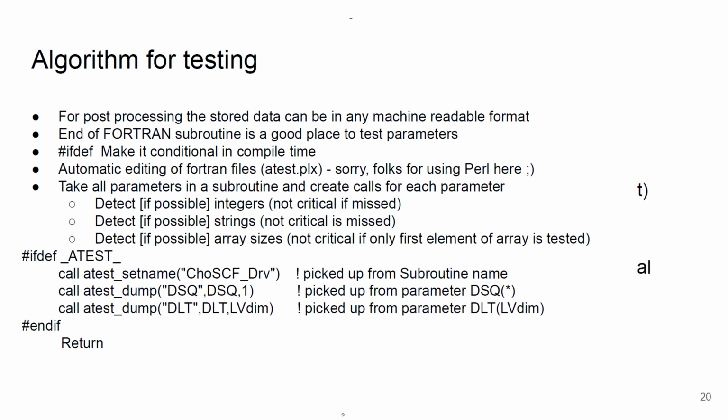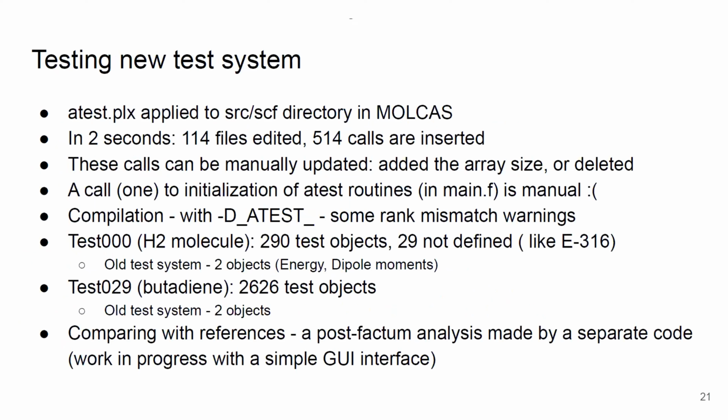Then this script tries to detect all parameters of a subroutine, tries to detect, if possible, all integers, because usually integers are stable. It tries to identify strings and array sizes. Of course, if it is defined with a star, there is no way to know the size of this array. But if it's defined here, then you can use this as a parameter. So this script is simply placing this part, which is picked up from the parameter list, at the end of the subroutine.